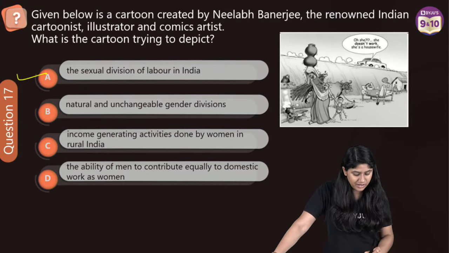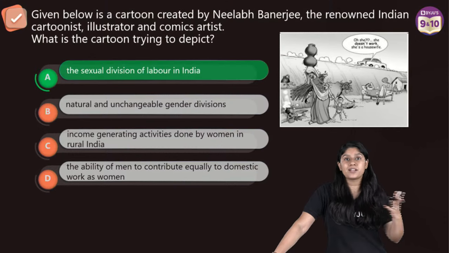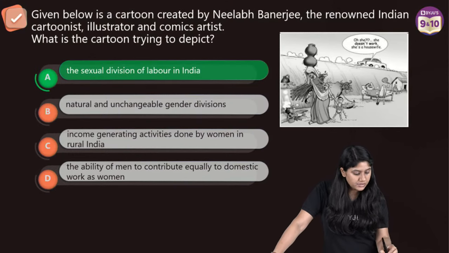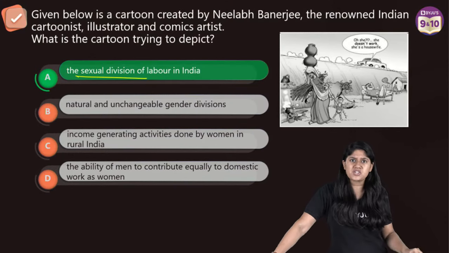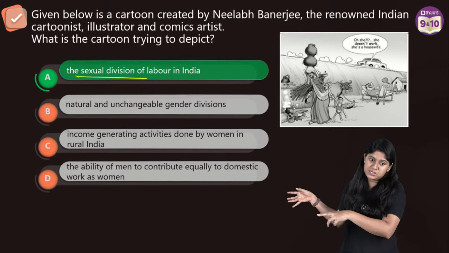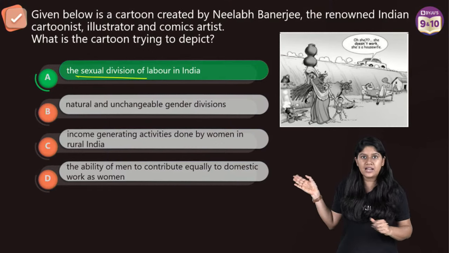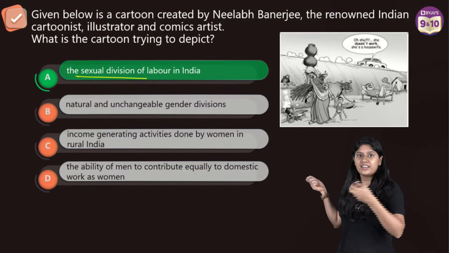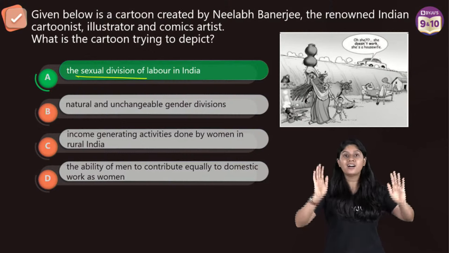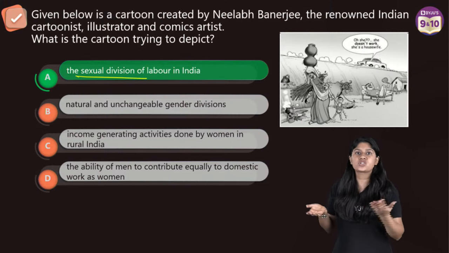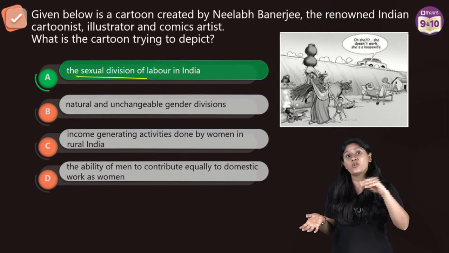We know that in our country, and not just in our country but in different parts of the world also, we have sexual division of labor. Especially with this particular picture we are speaking about, we can clearly see that a woman is actually carrying two matkas, and the person is saying that she's not working, she's a housewife.